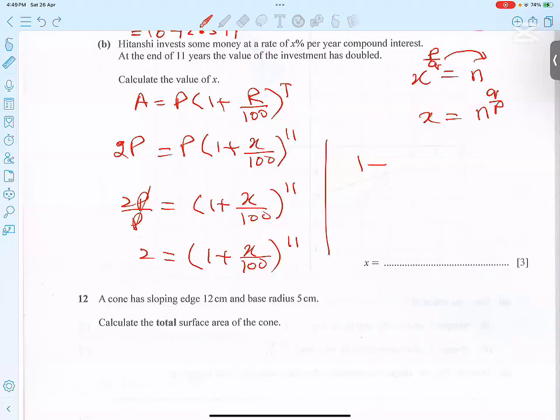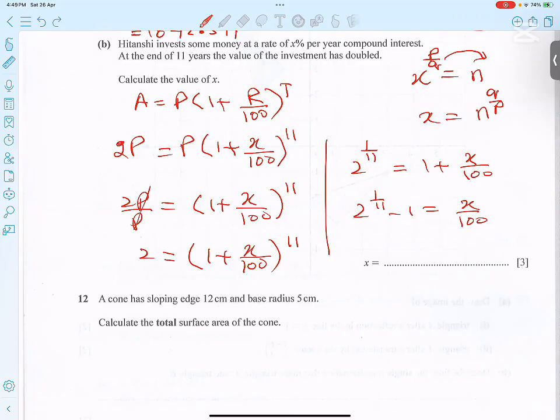So it means, if you bring this 11 to the other side, what will happen? This 11 becomes 1 by 11, like P by Q becomes Q by P, the reciprocal. So same story here. So I get 1 plus X over 100. Now this 1 will be subtracted: 2 to the power 1 over 11 minus 1 equals X over 100. And this 100 will multiply with the whole answer.